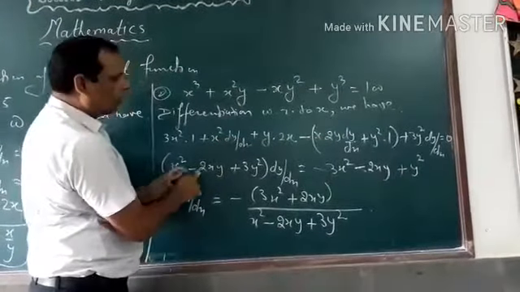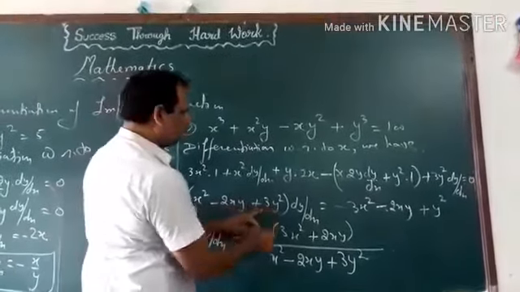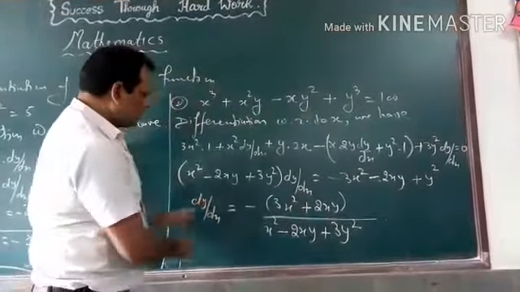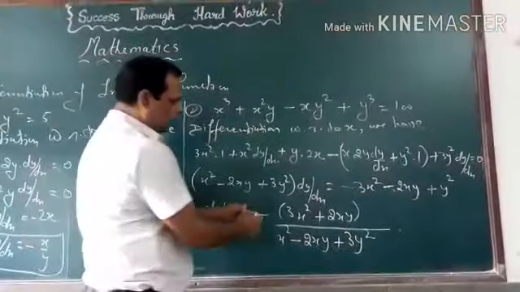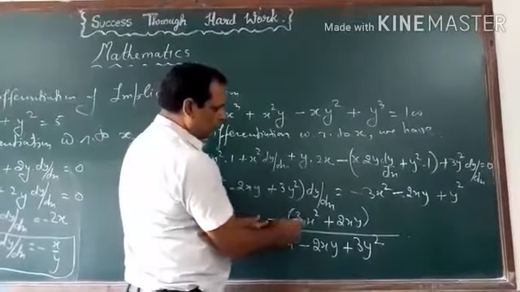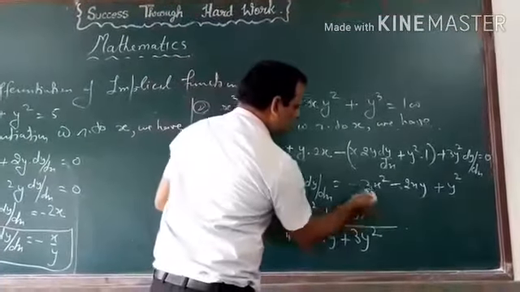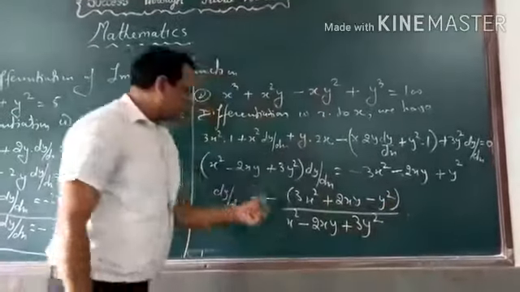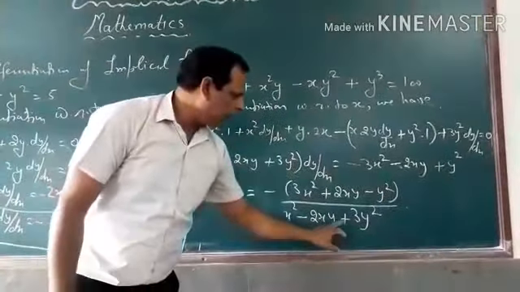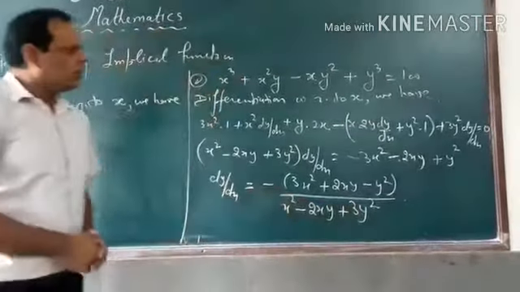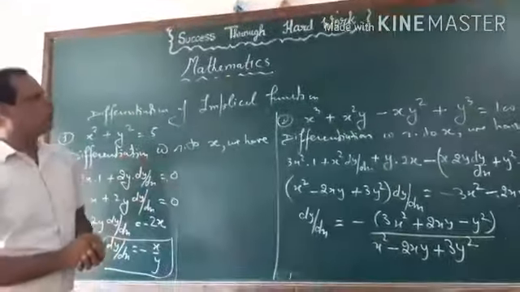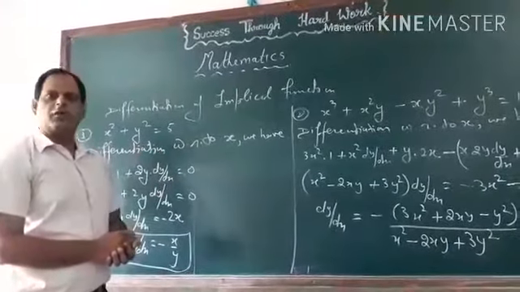Now we take dy upon dx in the other terms. So x square minus 2xy plus 3y square, dy upon dx is common here. Now the value of dy upon dx is minus common, 3x square plus 2xy minus y square, divided by x square minus 2xy plus 3y square. Now we take some other examples of different types of differentiation of implicit functions.